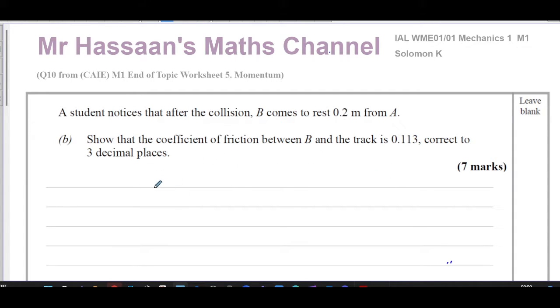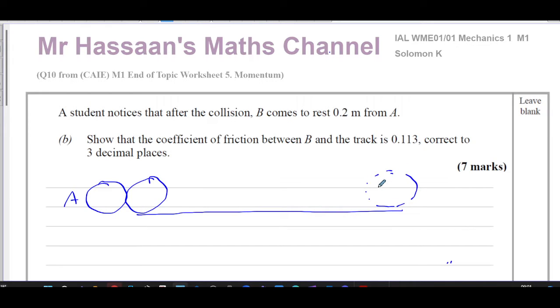So basically what's happened is B, after the collision, comes to rest 0.2 meters from A, from the place where they collided, because A has come to rest and B has gone in the opposite direction. So if this is where A is, B is going to start at this place, and it's going to end up coming to rest 0.2 meters away from where A is.